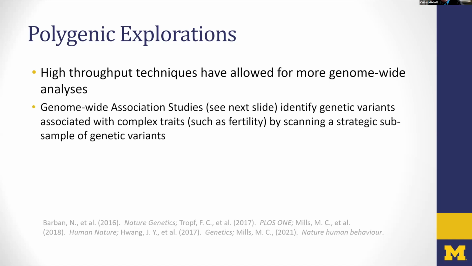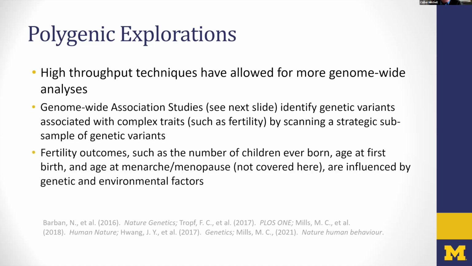Identifying genetic variants associated with complex traits, in this case fertility, by scanning a strategic subsample of all of your possible genetic variants. Just so you know, most of the time when we talk about genome-wide association studies, we haven't measured the entire genome. That's called sequencing. This is typically a targeted sample of the genome, but still a sample. And fertility outcomes such as the number of children ever born, age at first birth, age of menarche or menopause, which I won't be talking about, are all influenced by both genetic and environmental factors.